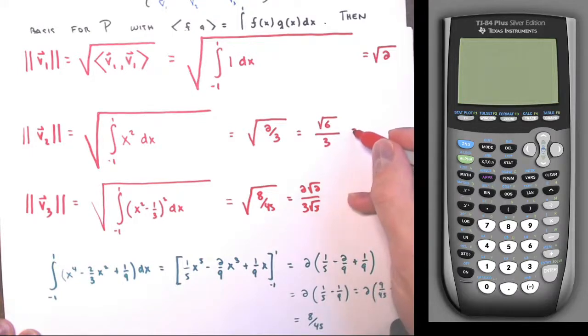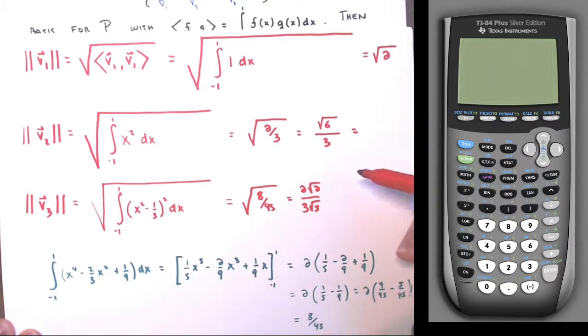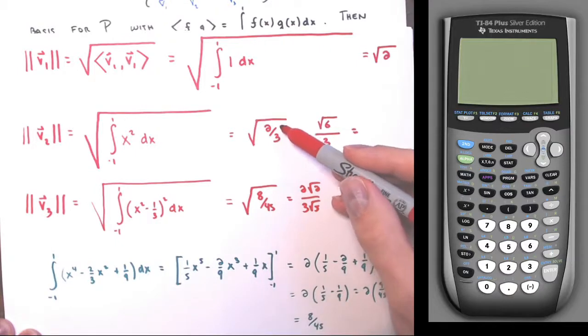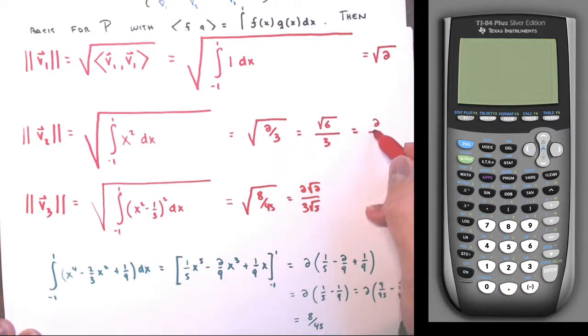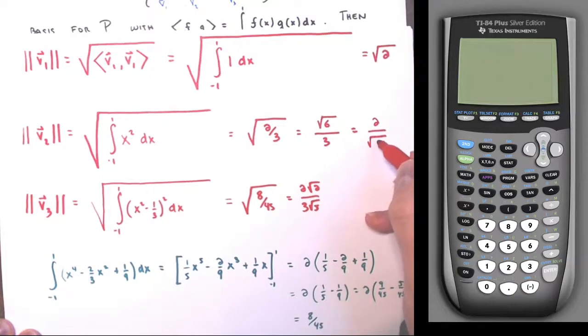Actually, maybe I should do this instead, right? Put the radical in the denominator, so when I flip it, it's in the numerator. So if I took this and multiplied the top and bottom by square root of 2, it'd be 2 over the square root of 6. Same thing.